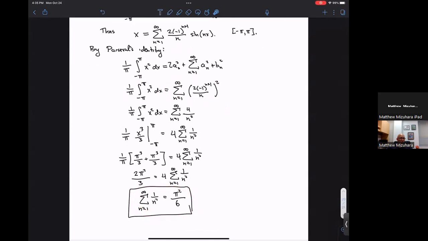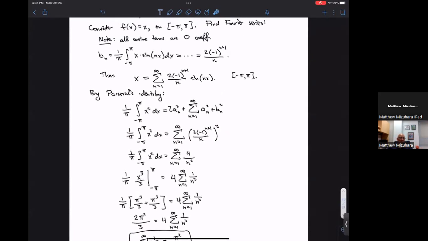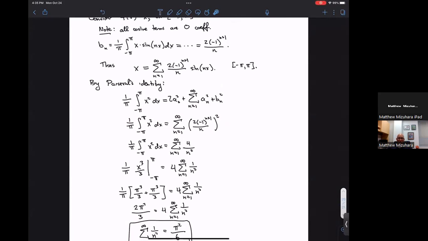So some things you can think about are, well, what if I did this exact same thing, but not for f of x equals x? What if I did x squared or x cubed? Would I get different identities? What would those identities look like? I'll leave that to you to explore and see what happens. All right. Hopefully you found this interesting, and I'll see you in class.